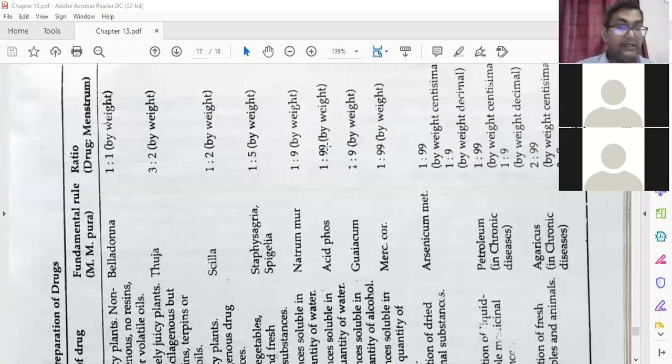Okay, their distinct parts are there: class, sources, nature of drug, fundamental rules as per Materia Medica Pura, ratio, drug and menstruum ratio. Menstruum means vehicle. Okay, remember it. Menstruum means vehicle, minim means drop. Then drug power, medicinal loss, duration, process of potentization.